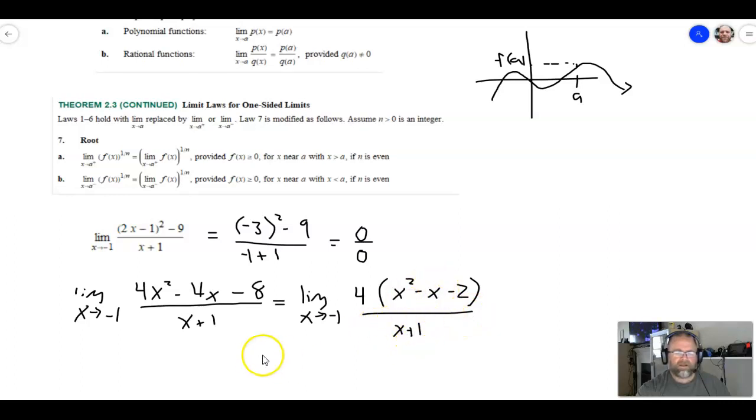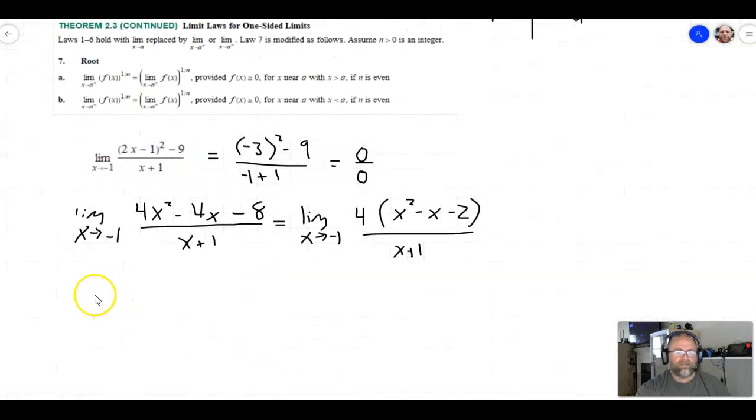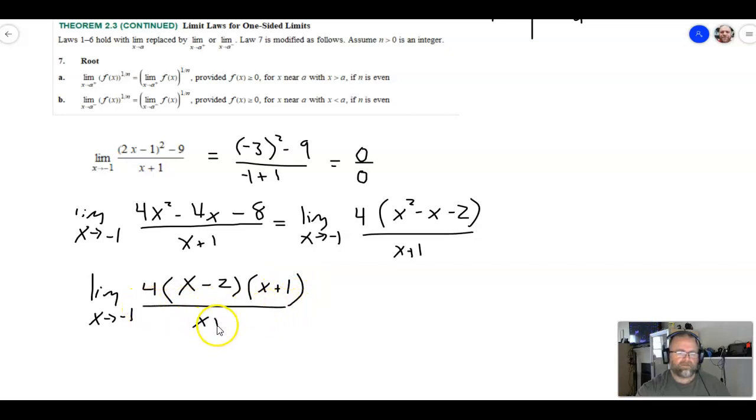And finally, I want to factor that out right there. Let me give myself a little bit more room. So this is going to be the limit as x approaches -1 of 4 times, and we can factor this to, looks like x minus 2 times x plus 1, all over x plus 1. And sure enough, those two factors cancel out.